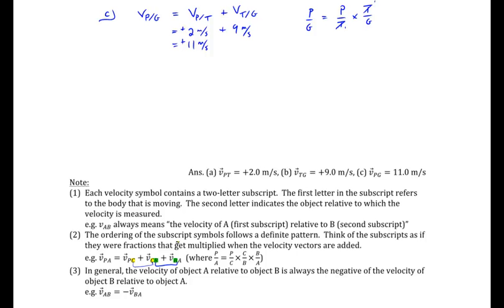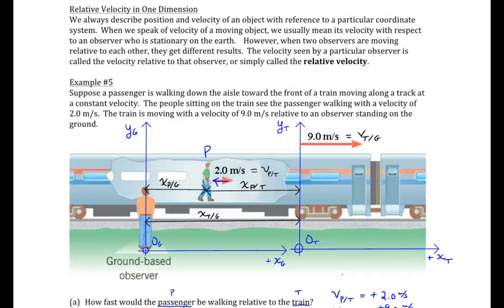Also, another helpful rule is that if we were to reverse the subscripts, let's say we took the velocity of AB, that's going to be equivalent to the velocity of B relative to A. So it's the negative of that. That negative is very important. For example, let's say that this moving passenger in the train were to look outside the window and look at this ground-based observer. What would he see?